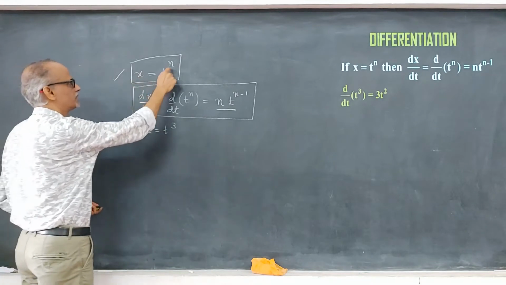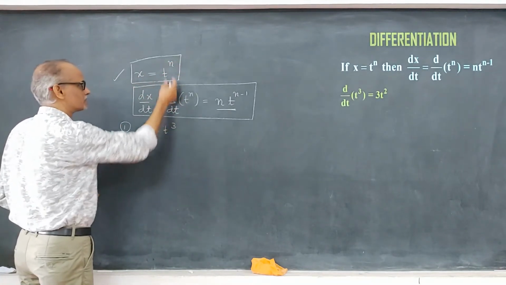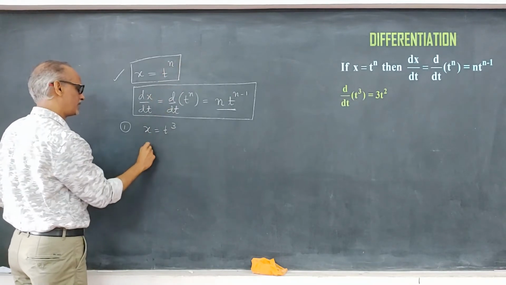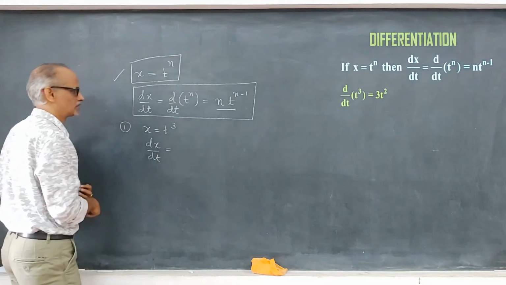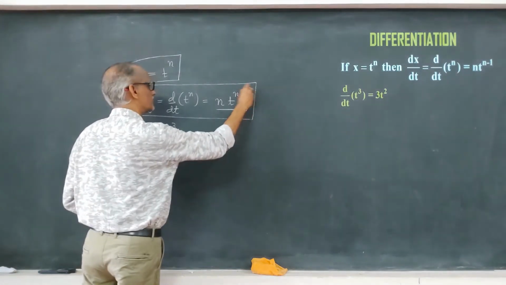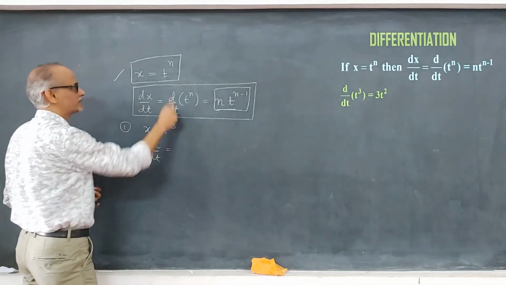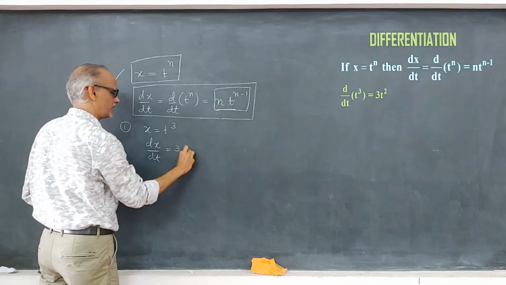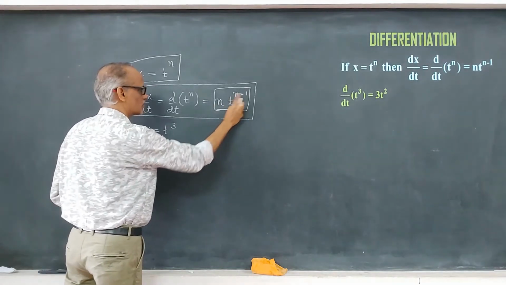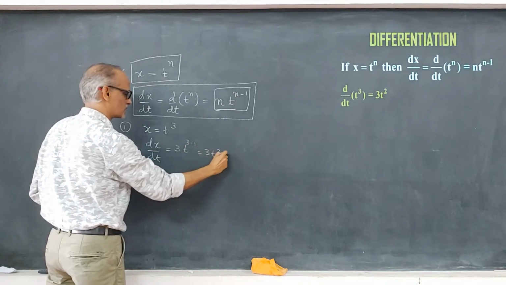X is equal to t cube now. Are you clear? T to the power n, where n is 3 now. So now when I find dx by dt, look at this, what happens. So dx by dt is equal to, use the formula, n into t to the power n minus 1. What is n here when you compare? n is 3. T to the power n minus 1, 3 minus 1. How much is that? 3t square.